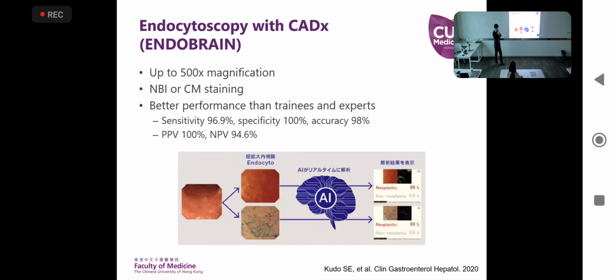And one of the possible applications is to use the ultra-magnifying endoscope, which we call endocytoscopy, together with an application called EndoBrain. So this is a very high magnification colonoscopy, which can achieve more than 500 times. Usually we do it by virtual staining by NBI or by true staining by methylene blue. It showed that it's actually even better than experts, with a high sensitivity and overall accuracy up to 98%.